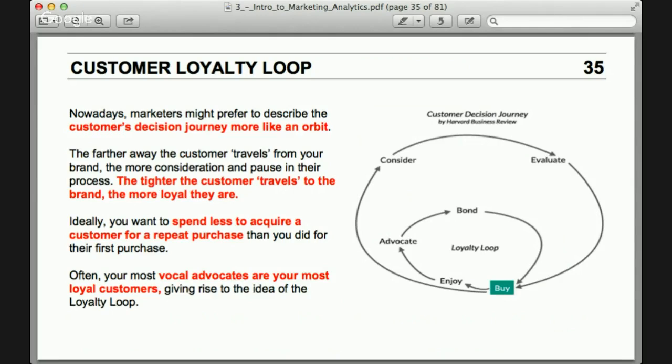This is often called a loyalty loop because the biggest challenge is often getting them to consider, evaluate, and ultimately buy, but it costs multiples less to keep re-engaging them and retain them as a customer and even get referrals from them.